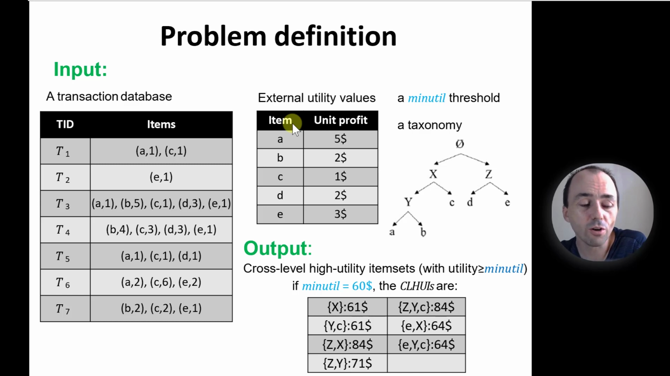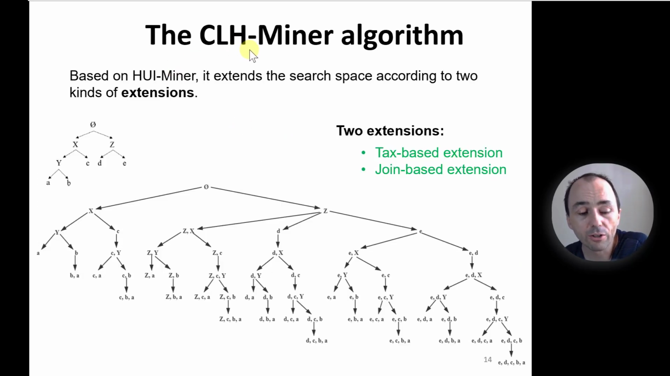So how can we solve the problem? I will not explain all the details today because I just want to make some introduction. And you could also read the paper to see more details. But I want to give you the main idea about how to solve the problem. The first algorithm for cross-level high-utility item sets is called CLH-Miner. It is based on HUI-Miner, and it will explore the search space by doing two types of extension, what we call the tax-based extension and the join-based extension.